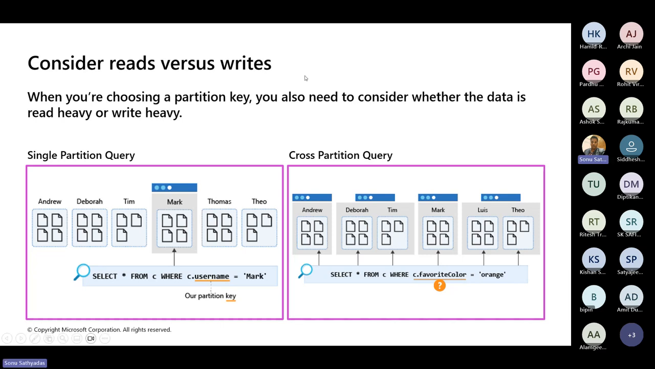So use the partition key which mostly appears in the queries. For example, here you can see select star from C where C.username equals mark. Then you can use username as the partition key, because most of the query operations are based on the username. So you just have to fetch a particular partition instead of spreading across multiple partitions. But if you use favorite color, here on the right side you can see a cross partition query, select star from C where C.favoriteColor equals orange. There are multiple users who have orange as their favorite color, so you have to go to each partition and check whether their favorite color is orange or not. That will take time; it will be a little slow. But if you write a query which directly hits your partition key, it will be faster.